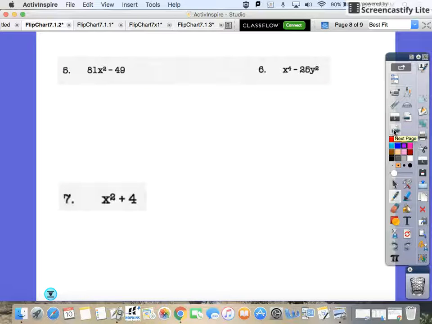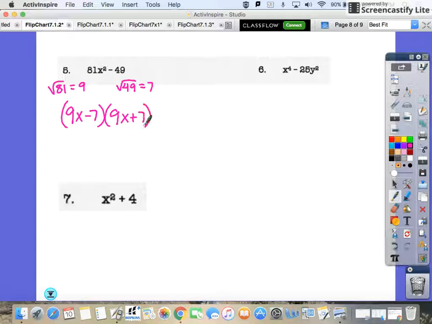All right, same thing, just looks really complicated. Here we have a perfect square, perfect square, perfect square, and we have a minus in the middle. So the square root of 81 is 9. The square root of x squared is x, and the square root of 49 is 7. So we get 9x minus 7 times 9x plus 7. Again, this follows the negative, so we do plus or minus 7.